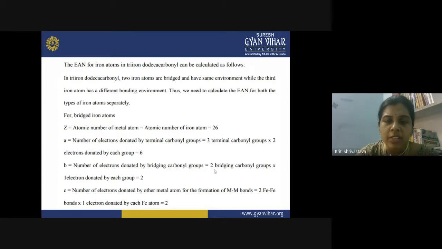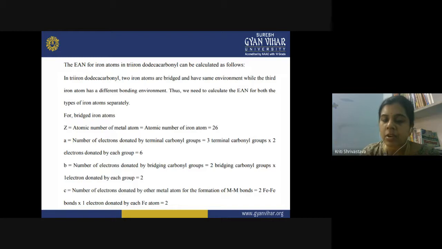Then B is the number of electrons donated by bridging carbonyl groups. We have 2 bridging carbonyl groups between the 2 iron atoms, into 1 electron donated by each group. We have seen that when the carbonyl forms a bridge between 2 metal atoms, because it has only 1 pair of electrons to donate, 1 electron will go to each of the metal atoms. So when you consider the carbonyl ligand in the bridging mode, the electronic contribution will be 1 electron per group. With 2 bridging carbonyl groups, the contribution to the single metal atom will be 2.